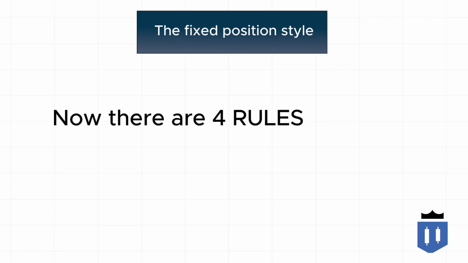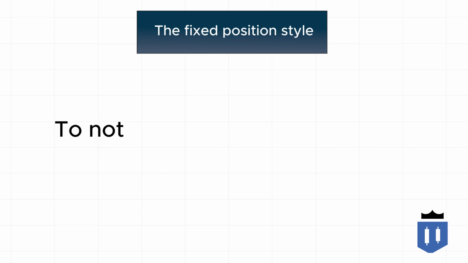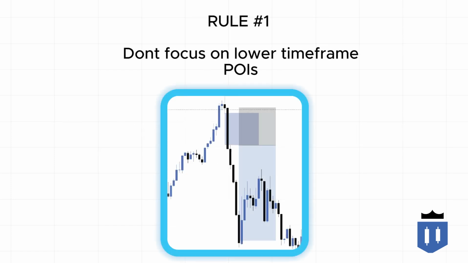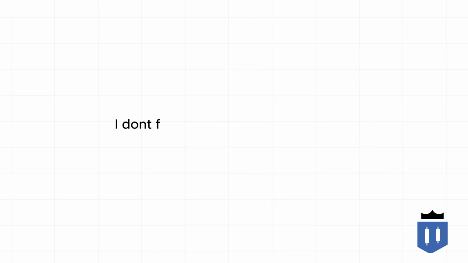Now there are 4 rules you must obey if you want to make use of either of these styles to not get left out or miss out on hitting your TP. First rule says don't focus on lower time frame POIs. If you notice, the lower the time frame, the more POIs you find, and this could be confusing and make you run into anxiety and you won't know the one to choose. So what I do is that I don't focus on lower time frame POIs at all.